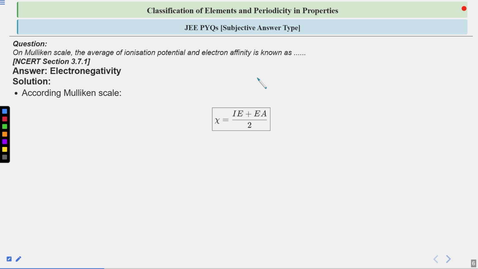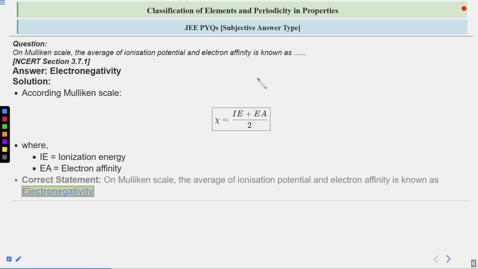Here I is representing the ionization energy and EA is representing the electron affinity. Therefore, we can write the final correct statement as: on the Mulliken scale, the average value of ionization potential and electron affinity is known as electronegativity. Moving on to the next question.